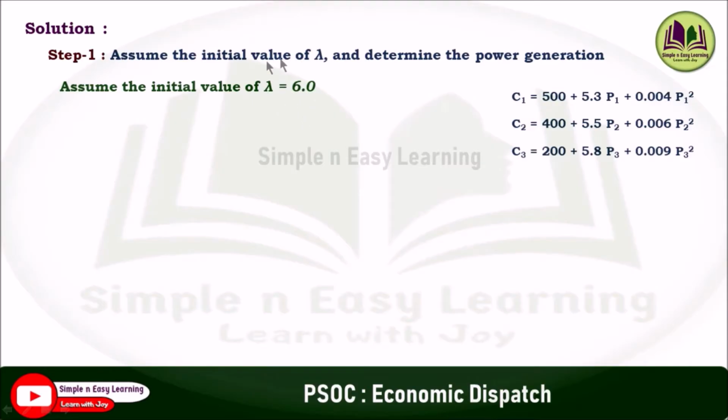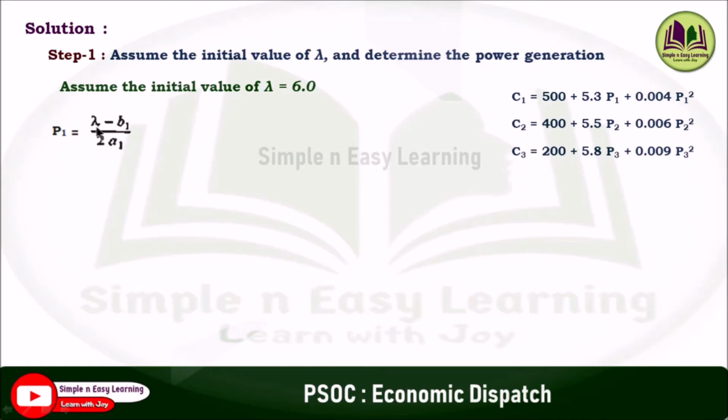We can take that value directly. In some problems they will not mention this lambda value. In such a case we need to assume some initial value of lambda. So how to choose that lambda value? In the power generation formula, P1 equal to lambda minus B1 by 2A1.